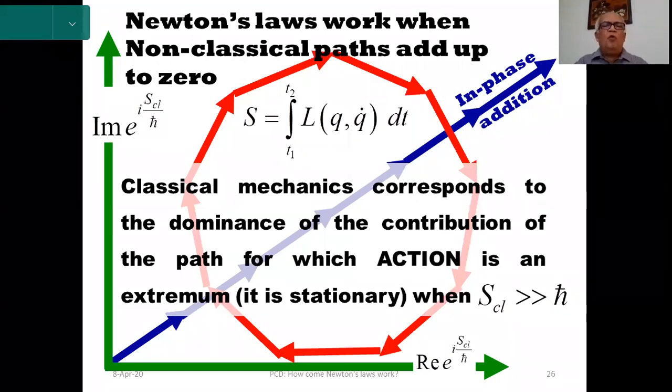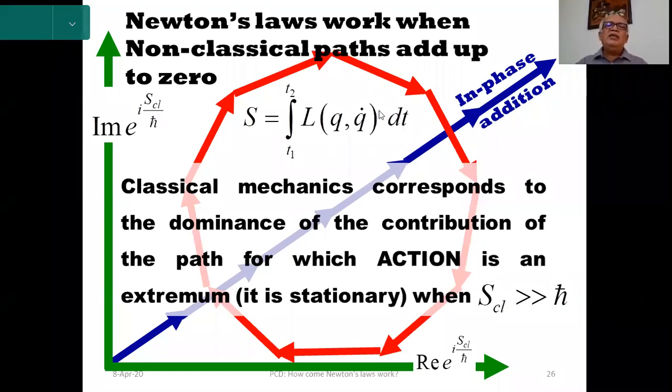And if you work with these Gaussian integrals, which is not terribly hard to do, you can actually show that the path integral approach of Richard Feynman is completely equivalent to the Schrödinger-Heisenberg formulation of quantum mechanics. So classical mechanics corresponds to the dominance of the contribution of the paths for which action is an integral. Action, we know how to define it, it is the time integral of the Lagrangian, as you have on the screen. This is action.